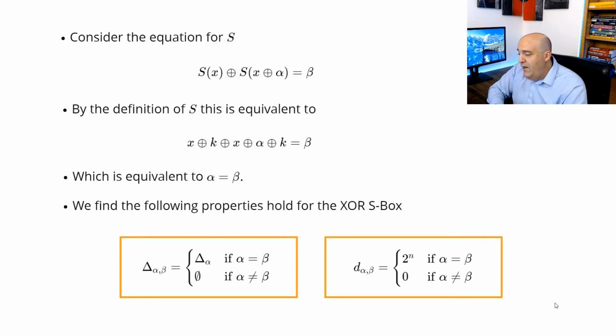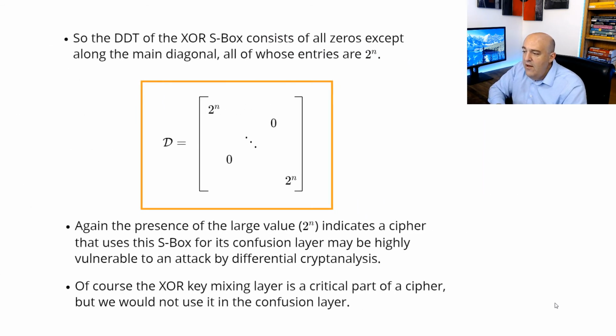When alpha equals beta, that means the entry is located on the main diagonal. So this DDT is going to look like 2 to the n located on the main diagonal and then zeros everywhere else. Now again, we see a large value 2 to the n in the differential distribution table.